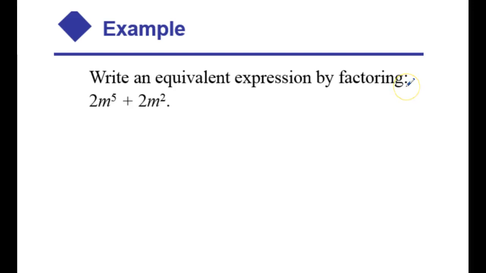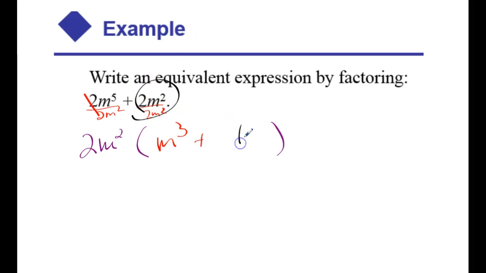So again, the directions here are going to say factoring. We want to pull out a GCF, which I think is 2m squared. Literally what's happening is you're dividing each term by 2m squared. That's called the greatest common factor. So what's left is m cubed plus, and don't forget about this 1. Any number divided by itself is a 1. Now, whenever it says factor, it always means factor completely.